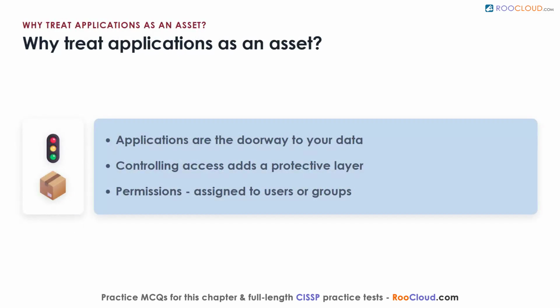Why treat applications as their own asset? Because applications are usually the doorway to your data. By controlling who can open an application, you add another layer of protection around the information behind it. Permissions make this easy, assigned to individual users or to whole groups. Think of an application as the front counter of a bank. Even before anyone touches the vault, the counter decides who gets to make a request at all.